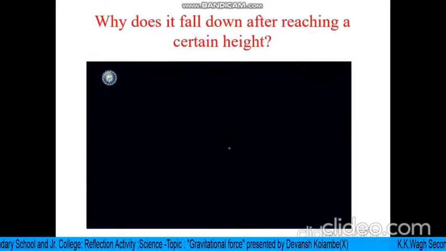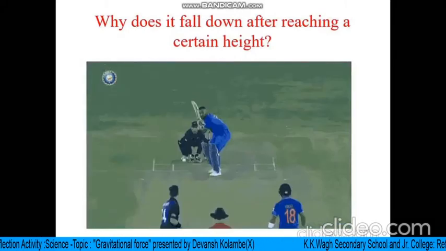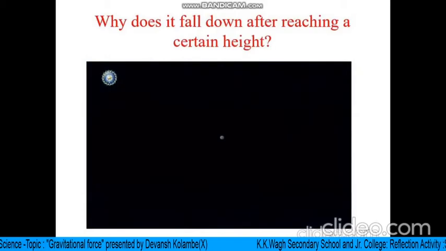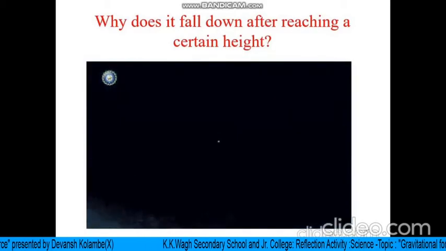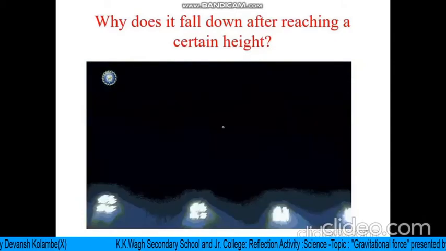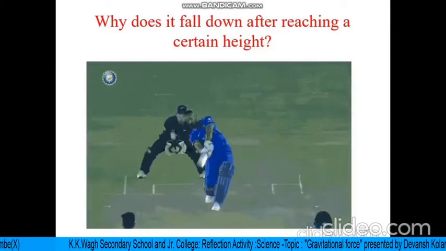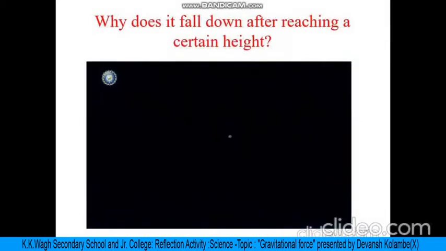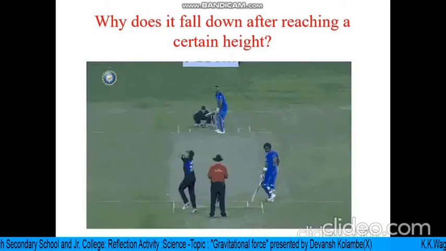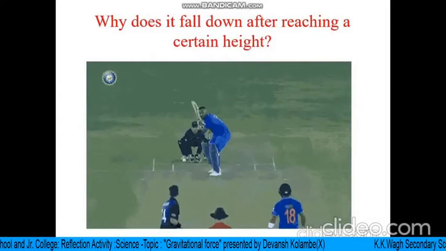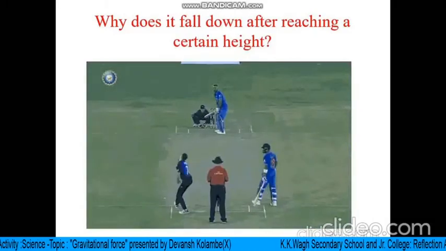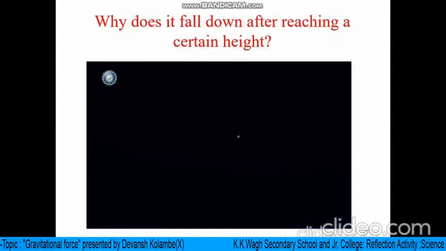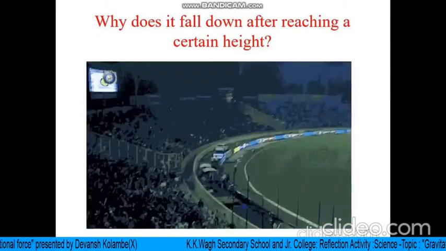The next question is, why does it fall down after reaching a certain height? Here you can compare the stone with the ball. As you can see, our favorite player and our ex-captain MS Dhoni is hitting a 6. Here he has hit a huge 6. As you can notice, the ball after reaching a maximum height falls down. After reaching the maximum height, the initial velocity of the ball becomes 0 and therefore it has no force to go upwards, and therefore it falls down.